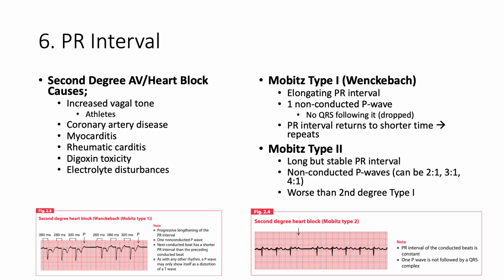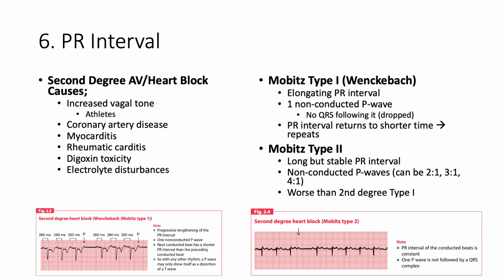So your second degree heart blocks have 2 types. Your Mobitz type 1, which is Wenckebach, and Mobitz type 2, which is not Wenckebach. So your Mobitz type 1 is when your PR interval is getting longer and longer and longer, and then it will drop a QRS. So one of your P waves goes to the AV node, but doesn't keep going through. And then it'll return afterwards.